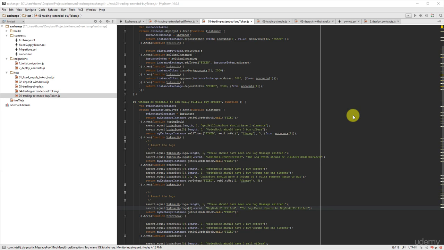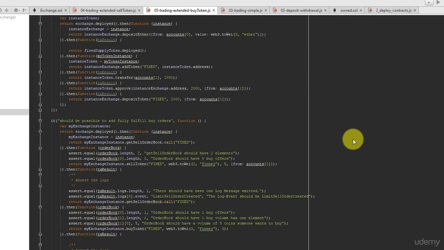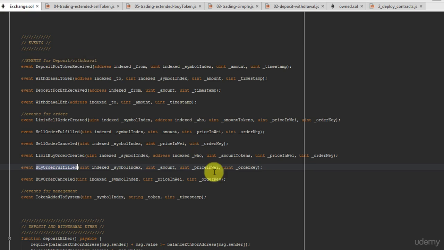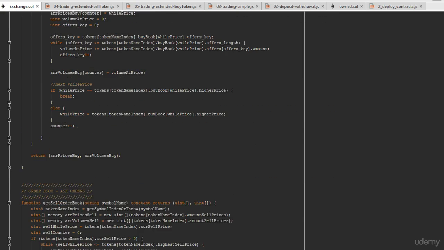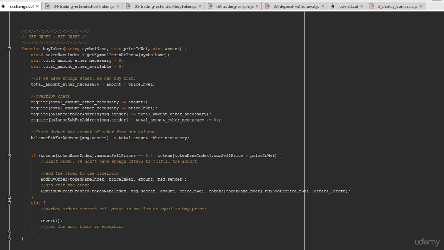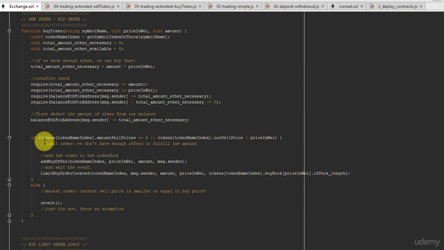Now we come to the last and hardest practical part of this section, which is implementing the rest of the buy token logic. If you go to the exchange and go to buy token, obviously we can post limit orders here, but we cannot post market orders yet. Right now it's just throwing an exception.